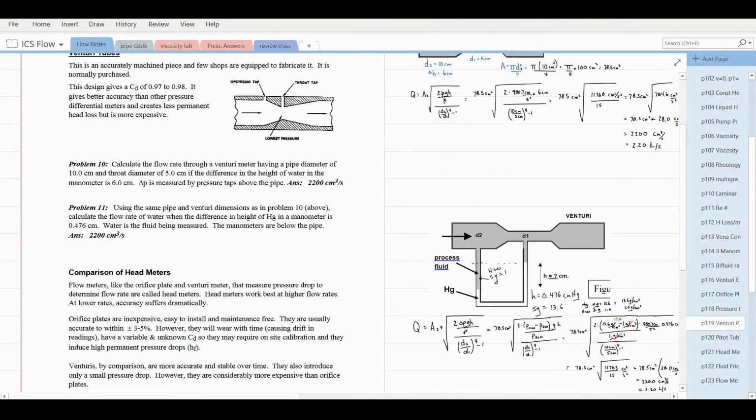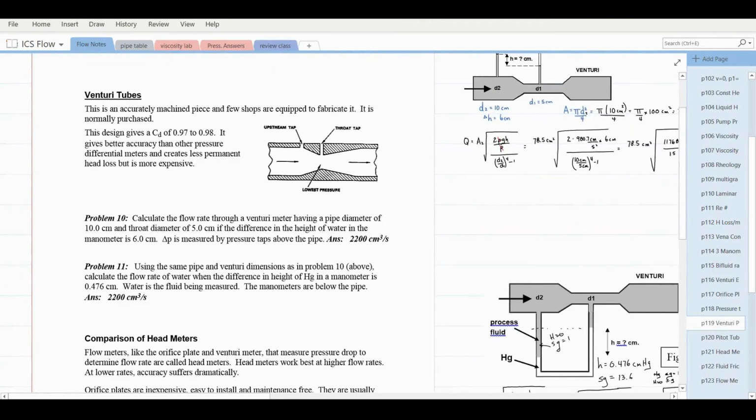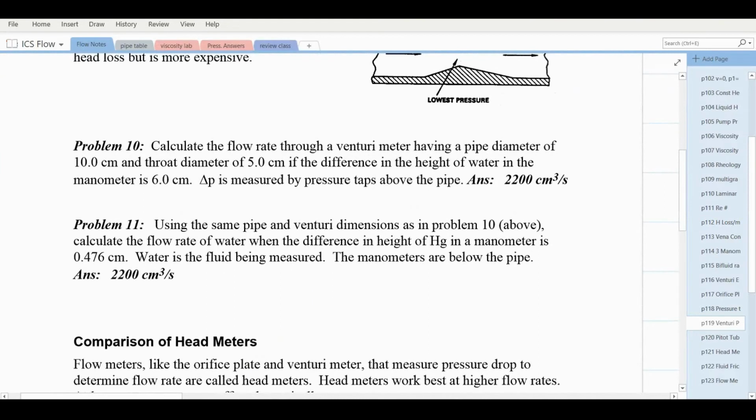Please take a look at page 119. We'll have a couple of problems related to Venturis. So problem 10 says calculate the flow rate through a Venturi meter having a pipe diameter of 10 centimeters, a throat diameter of 5 centimeters. The difference in height of water in the manometer is 6 centimeters, and the difference in pressure is measured by pressure taps above the pipe.